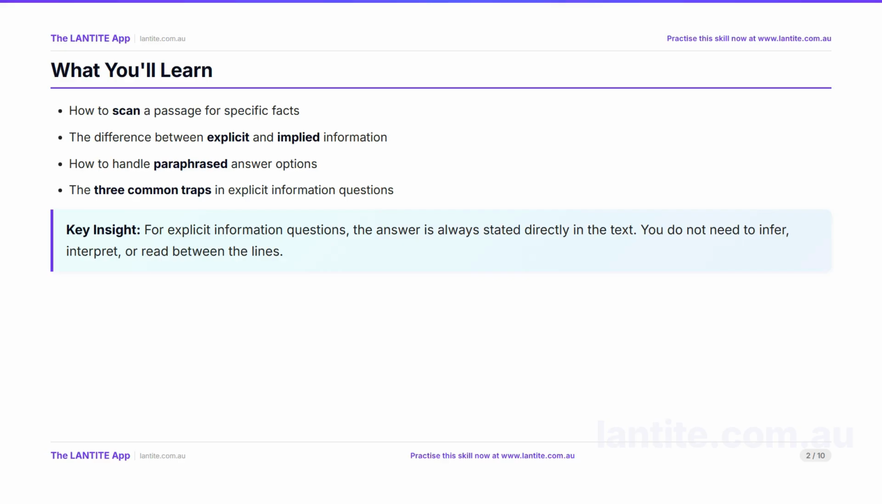Here is what we will cover. First, practical scanning techniques to find facts quickly. Then, how to tell the difference between what a text actually says versus what it implies. We will look at how information is often paraphrased in answer options. And finally, the 3 most common traps that catch people out. The key thing to remember throughout this lesson is that explicit means directly stated. You can point to the exact words.